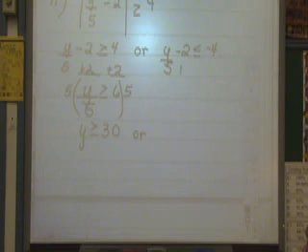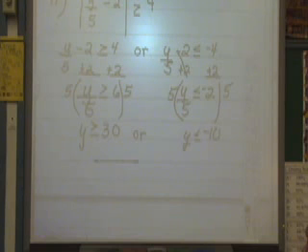Or, and then for the other one, add 2, and y over 5 is less than or equal to negative 2, multiplied by 5 on both sides. Y is less than or equal to negative 10. And we draw the graph with lines at negative 10 and 30. And we have closed circles. And we shade towards the arrows. That's correct. Number 13.